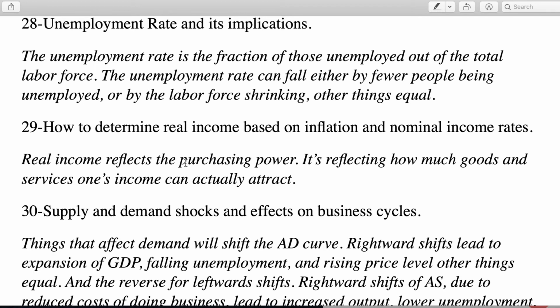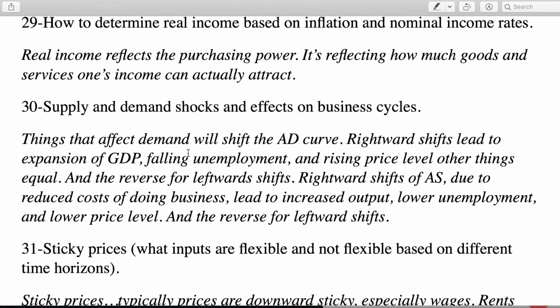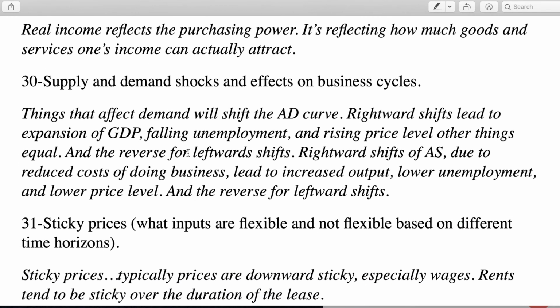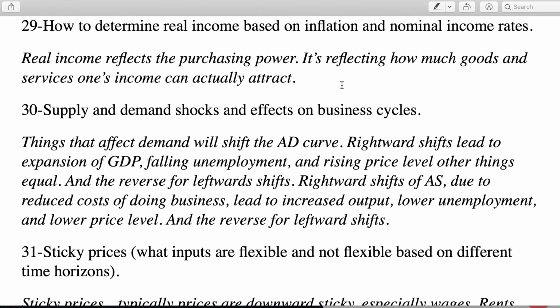All right, how to determine real income based on inflation and nominal income rates? Well, real income reflects purchasing power. It reflects how much goods and services one's income can actually attract, the purchasing power in terms of real output of actual physical goods. And I don't have that calculation here.